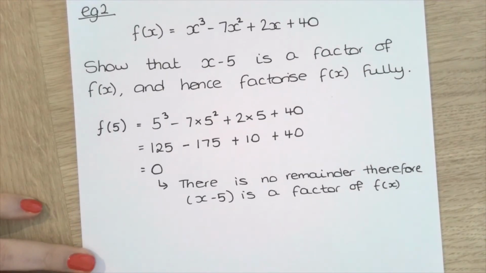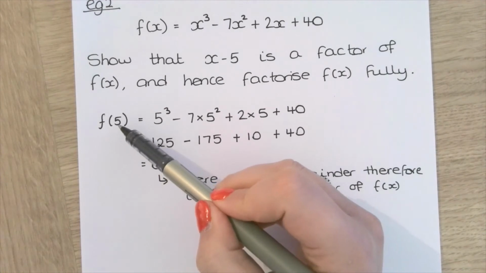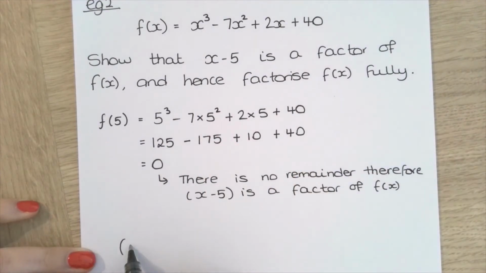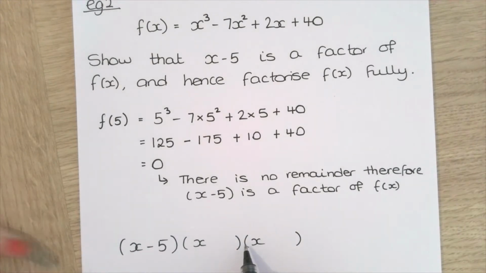So to do this, what I'm going to need to do is play about with some numbers to work out what this is going to be. So I'm going to have x minus 5, x and a number, x and a number. x times x times x is going to get me that x cubed, because I want 3 x's multiplied by each other to make the x cubed.